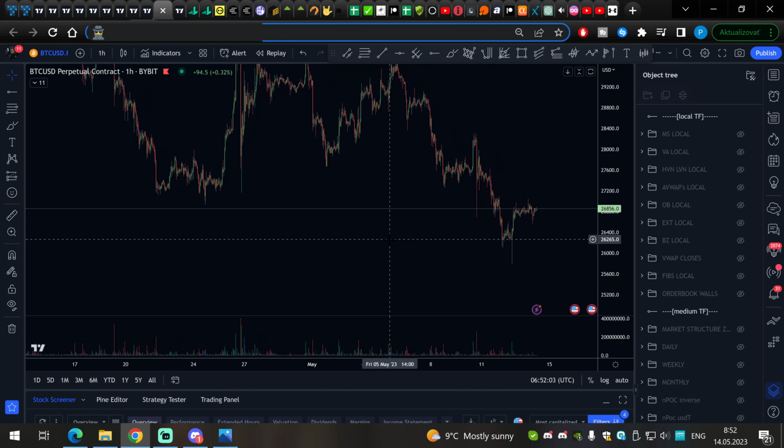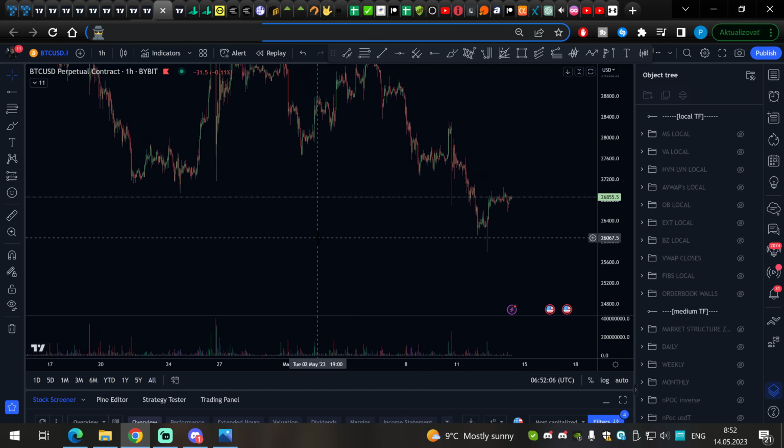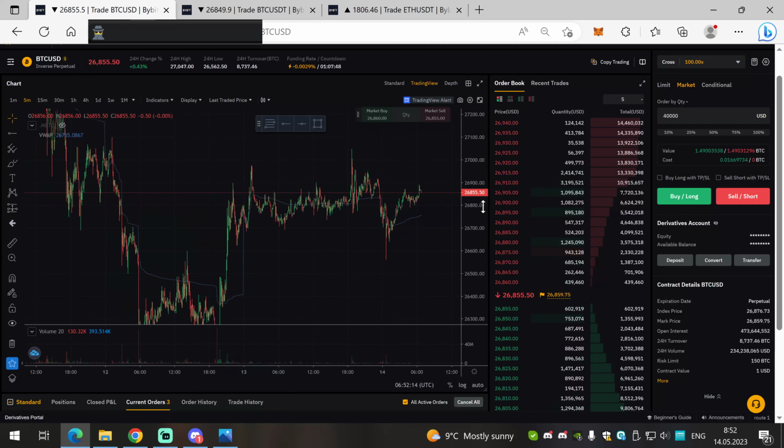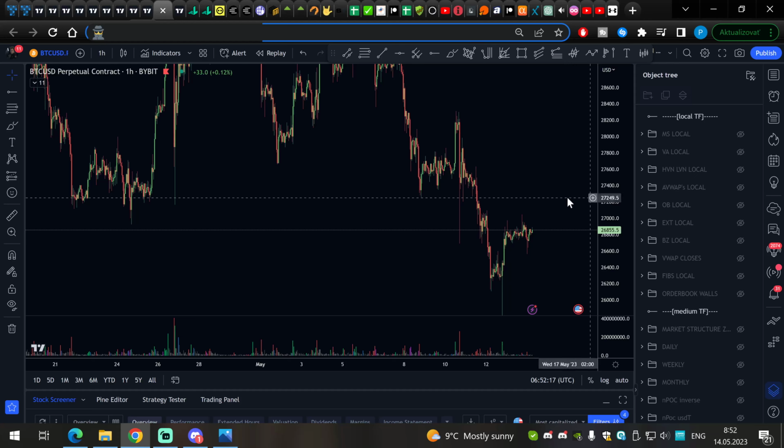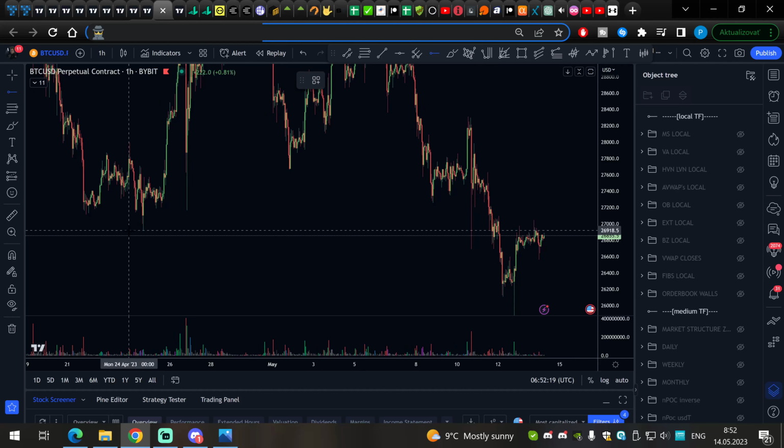Let me explain why swing failure pattern works at the start of the video. I'll be showing you the tool as well. First, I would like to show you and tell you what swing failure pattern means. So the swing failure pattern is, let me do an example over here.